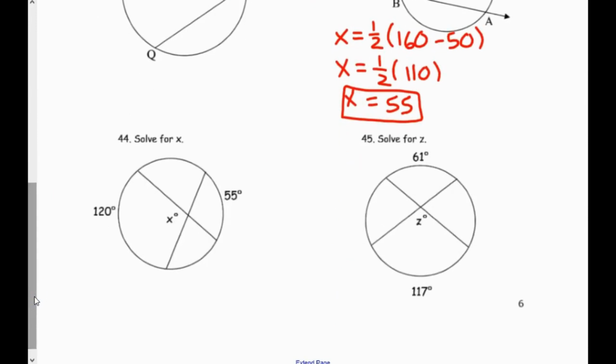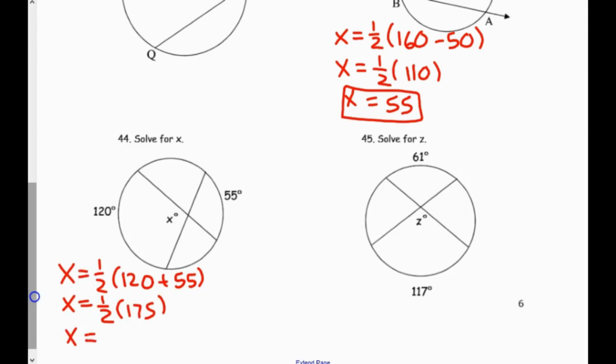Inside angles are different. So inside angle equals 1/2 arc plus arc. This is on your formula chart. 87.5, I believe. Same thing here. Inside angle equals 1/2 arc plus arc.